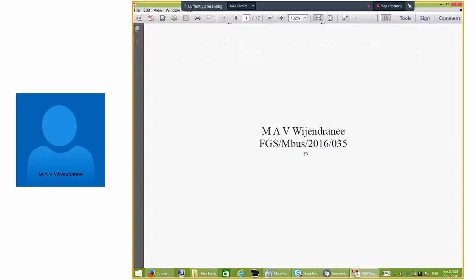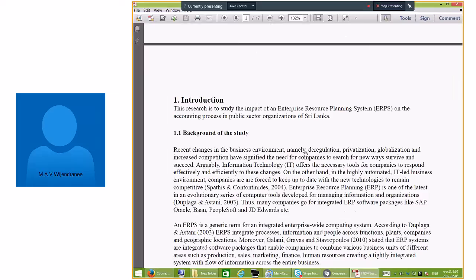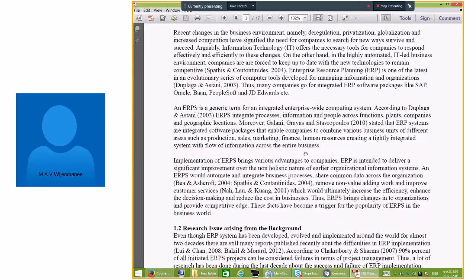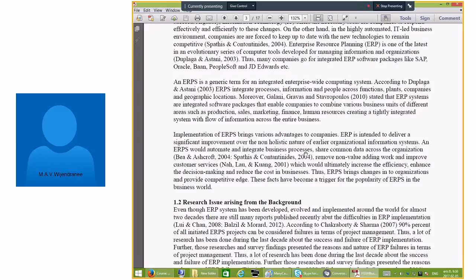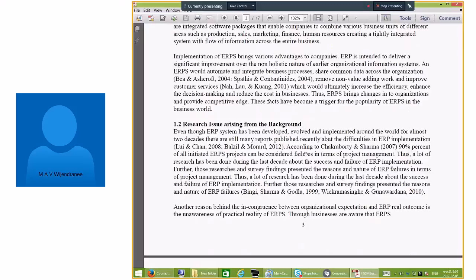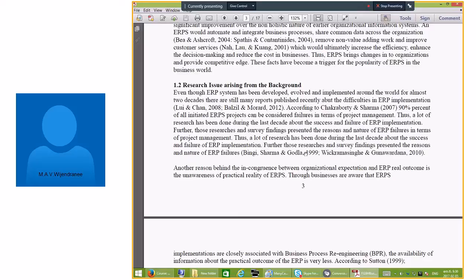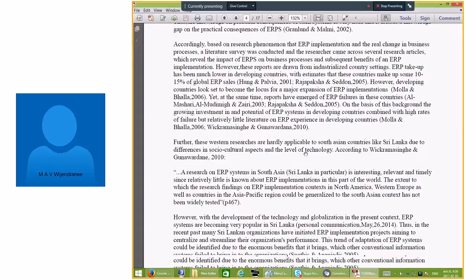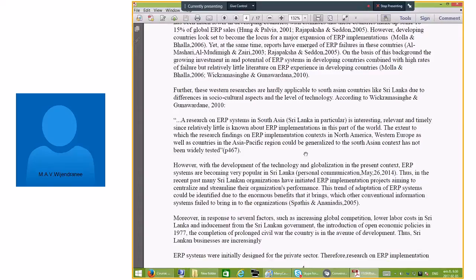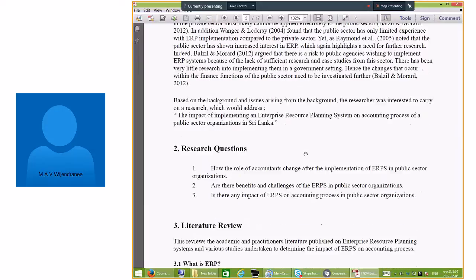So I am interested to carry out research which would address the impact of implementing ERPS on the accounting process of a public sector organization in Sri Lanka. Under this topic, I try to answer the following research questions. First one is, what was the accounting practice prior to and after the implementation of ERPS? The second one is, how do the roles of the accountants change after the implementation of ERPS? And the third one is, what are the benefits and challenges of ERPS?